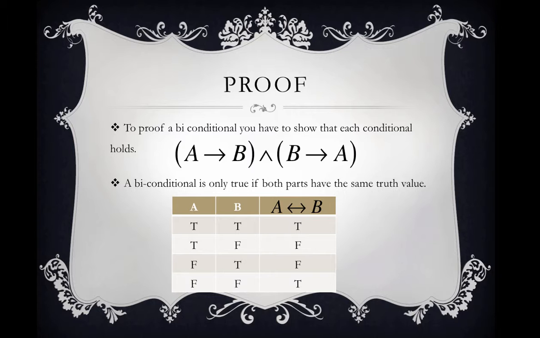And lastly, you have A and B both false, which means both if parts of each conditional are going to be false, which as we've seen earlier, if the if part is false, then the conditional runs true, which means we have true and true once again, and the biconditional is true.